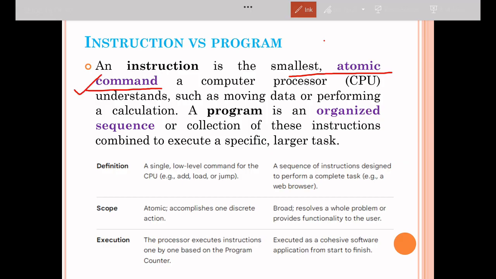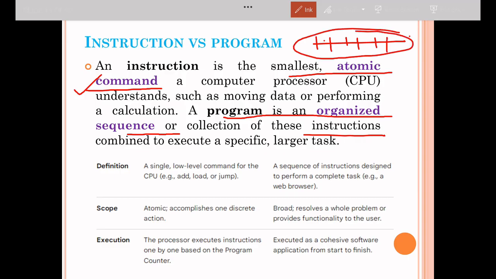And what is the actual definition of program? A program means a set of instructions, or another definition is an organized sequence of instructions. An organized sequence of instructions is called a program, and an instruction means an atomic command. So if there are many commands, this set of commands or sequence of commands is called a program.